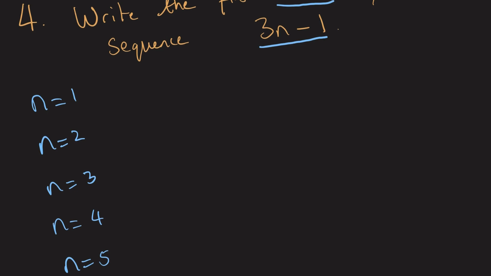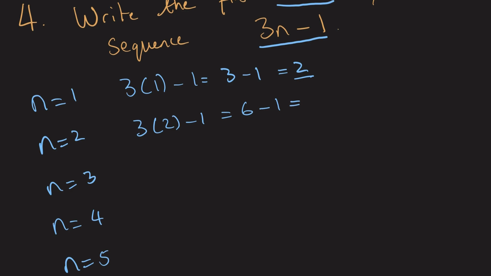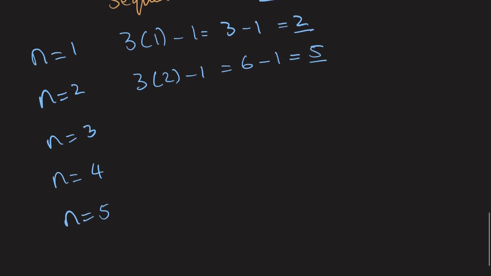So when n equals 1, we have 3n minus 1 as the sequence. Instead of writing n, we can write 1. 3 take away 1 equals 2. That's the first number. Next, we've got 3 brackets 2 minus 1, which equals 6 minus 1, which equals 5. Then when n equals 3, instead of writing n, we just write the number 3, 9 minus 1, which equals 8.